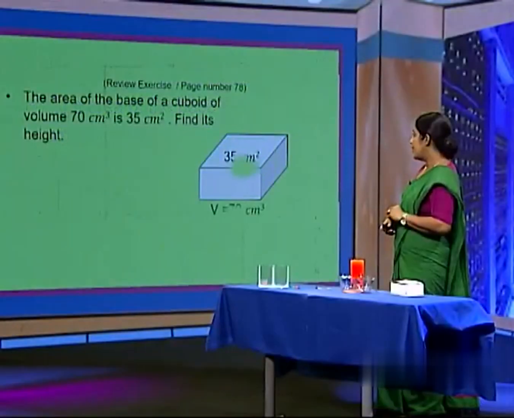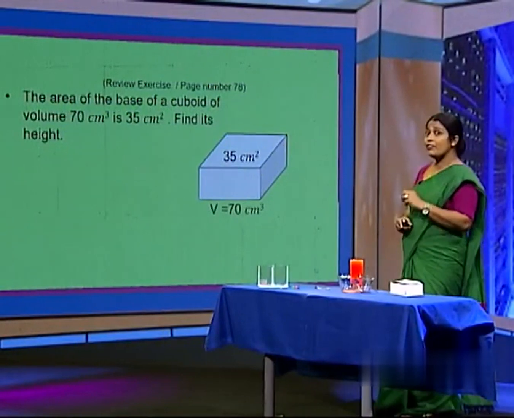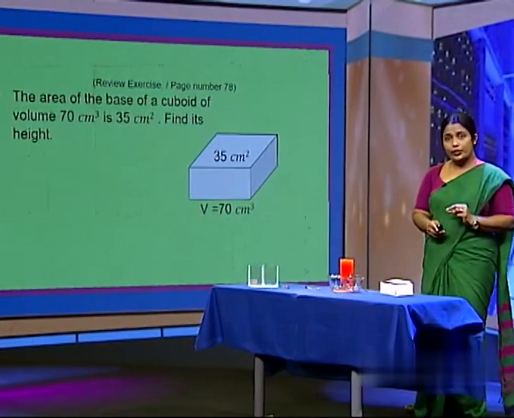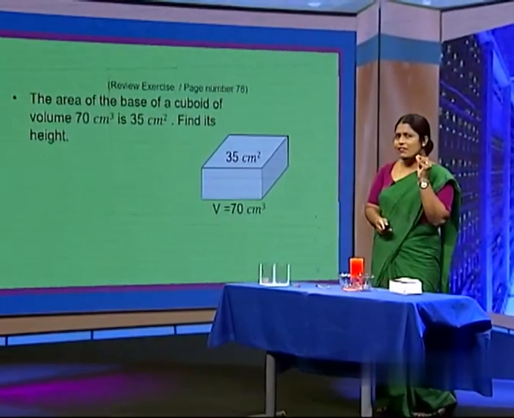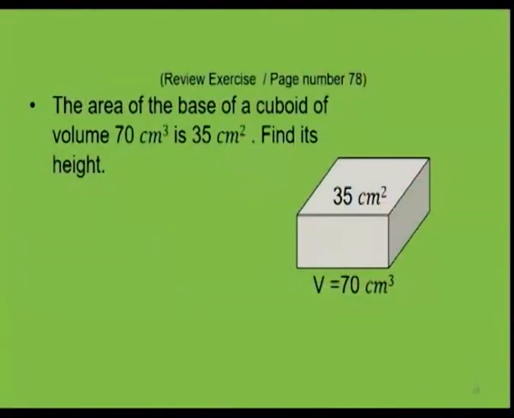Let's represent the data in the diagram. You have the value of volume and the area of the side. Now, tell me what is the suitable formula? Yes, we have area and volume. What is the suitable one? Yes, the second formula, A times C. Let's substitute the values. V is 70 and area is 35. 70 equals 35 times C.